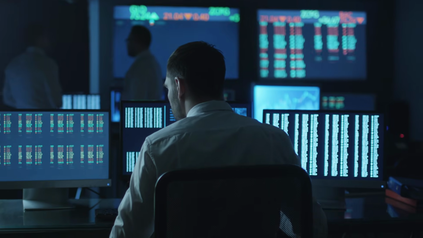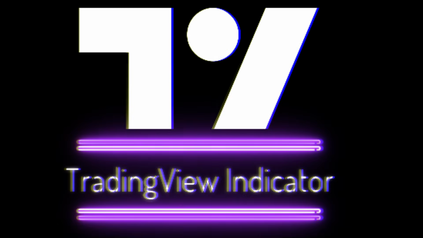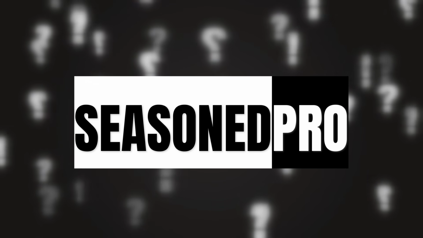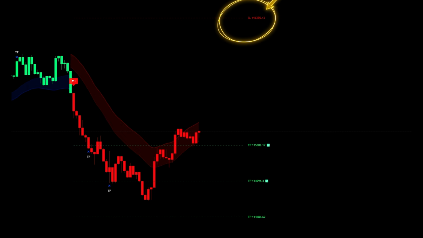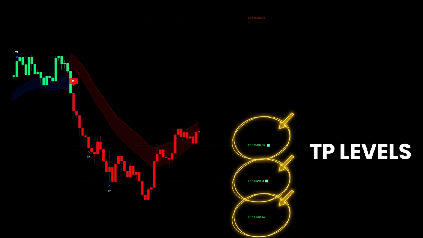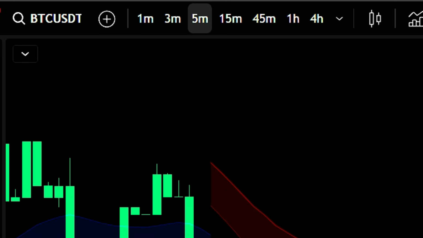Alright, let me show you something I've been testing that makes scalping a lot smoother. It's an indicator on TradingView that basically does a ton of the heavy lifting for you. Whether you're brand new or you've been trading for a while, it marks out entries. It shows you where you could place a stop loss, and it even lays out multiple take profit levels right on your chart. Check out this BTC chart on the 5-minute time frame.